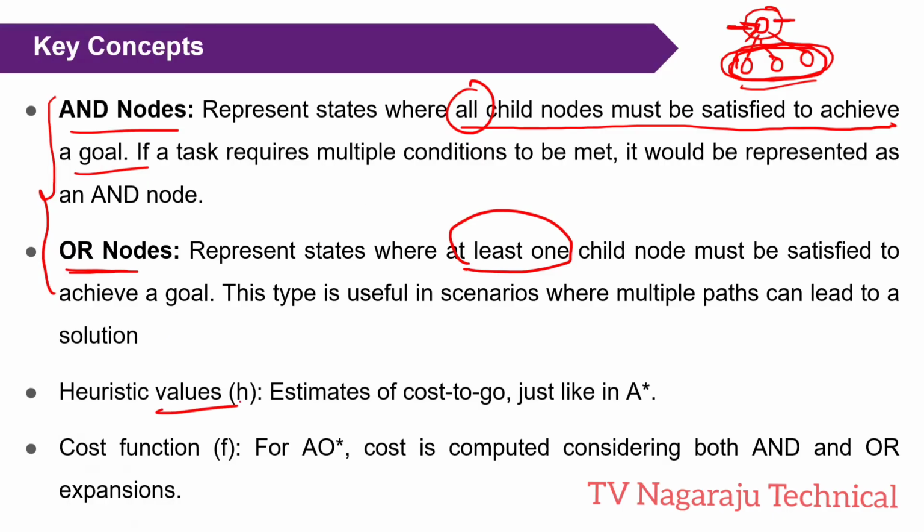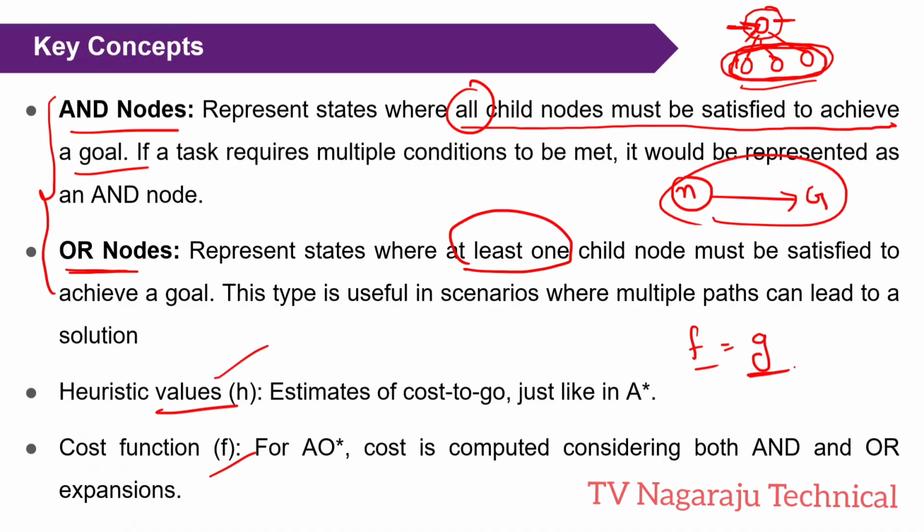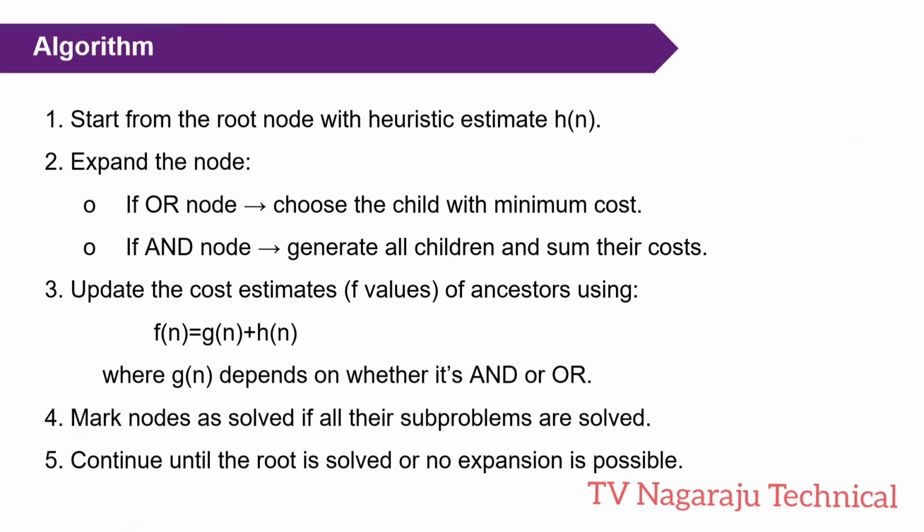Now heuristic value, as usual, the estimation. For example, we are at node n, the estimated cost from node n to goal node, that estimate is the h value. Anyway, the cost function f. In the previous one, the cost function is calculated as f is equal to g plus h. What is the g? The cost from starting node to node n. h is the estimated cost from node n to goal node. Here also same, but here these values depend on either AND node or OR node.